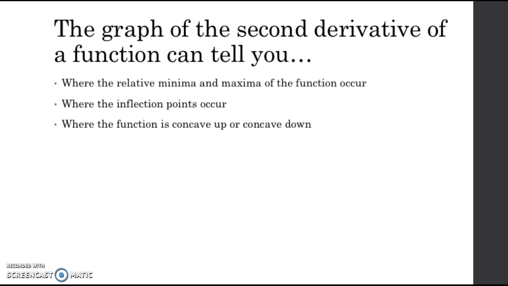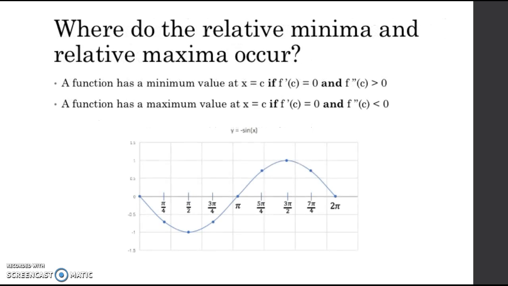The graph of the second derivative can be interpreted to determine where the relative minima and maxima occur, where the inflection points occur, and where the function is concave up or concave down. When you plug the critical points into the second derivative formula, you will get a positive value where the function has a relative minimum, and you will get a negative value where the function has a relative maximum.